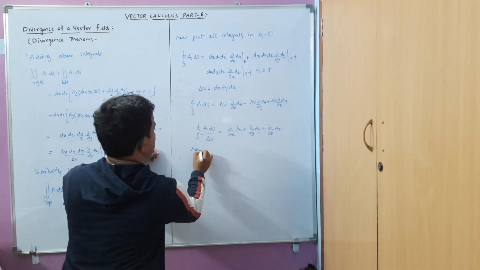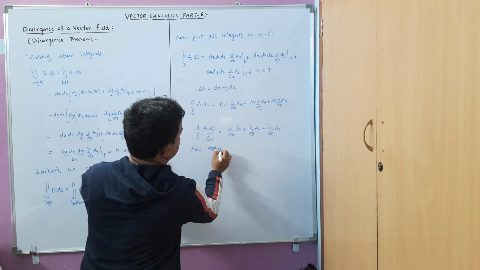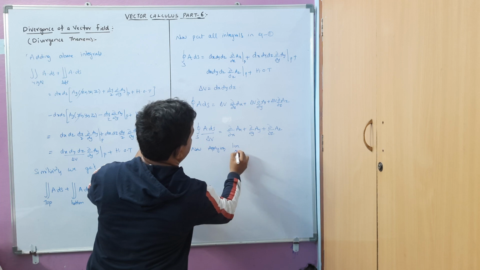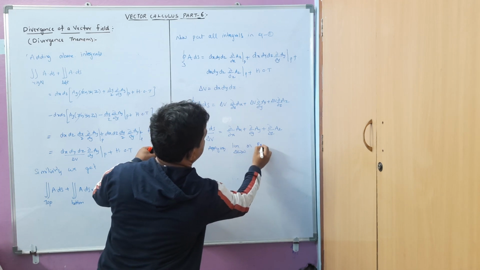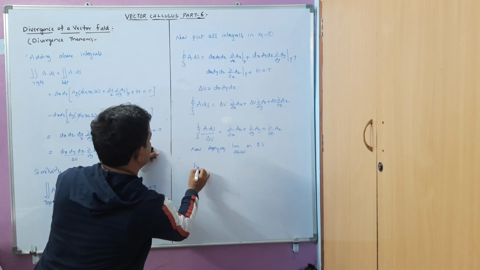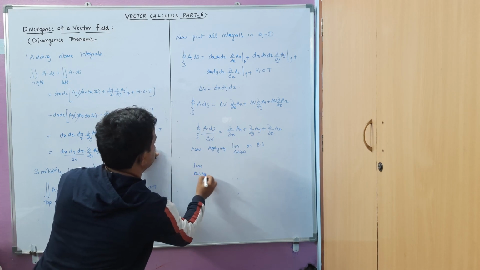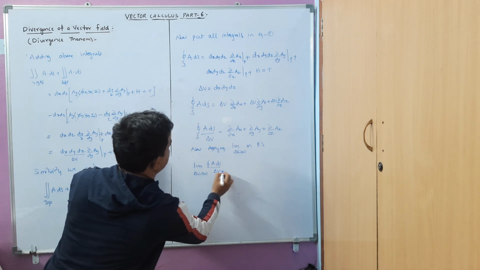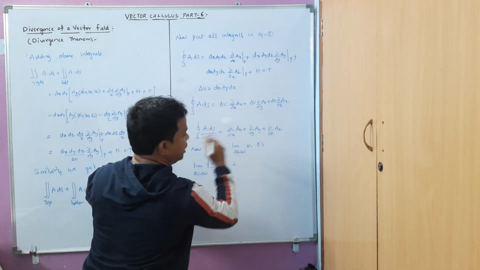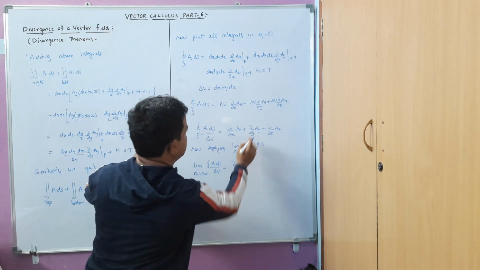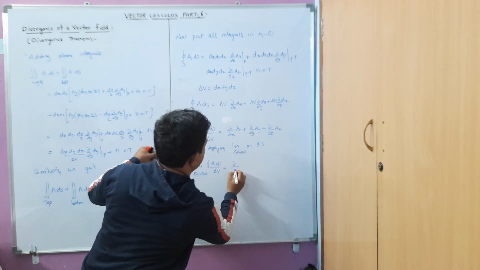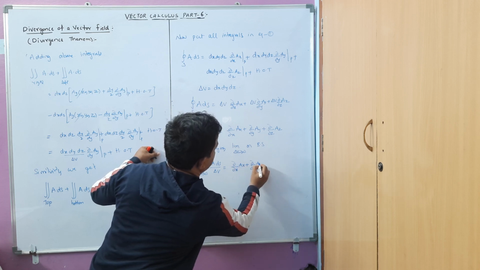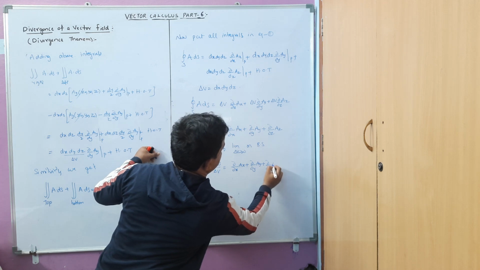Now applying the limit delta v tends to 0 on both sides. So what we get here, limit delta v tends to 0, closed surface integral A dot dS by delta v is equal to, we don't have delta v terms on the right hand side, so no need to apply the limit there, dou by dou x of ax plus dou by dou y of ay plus dou by dou z of az.